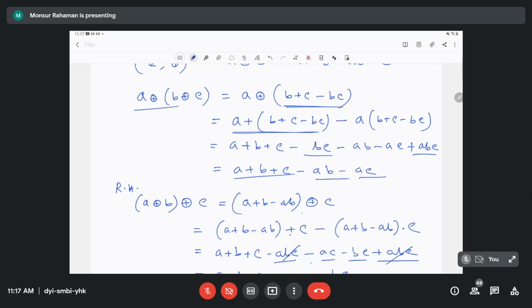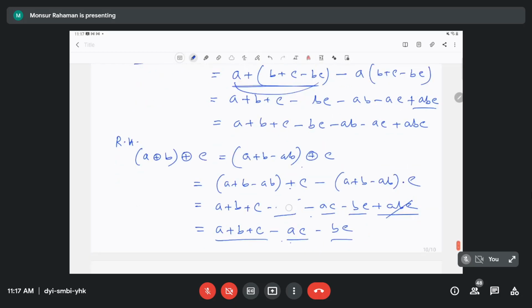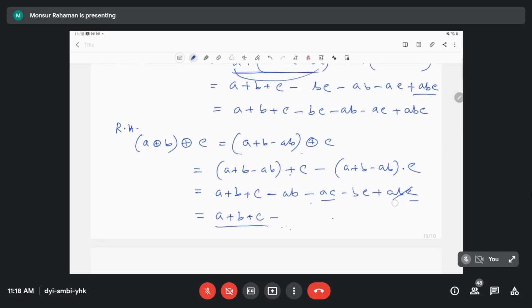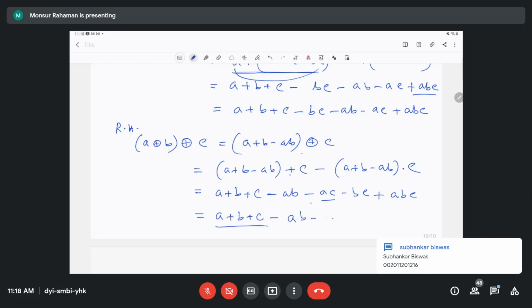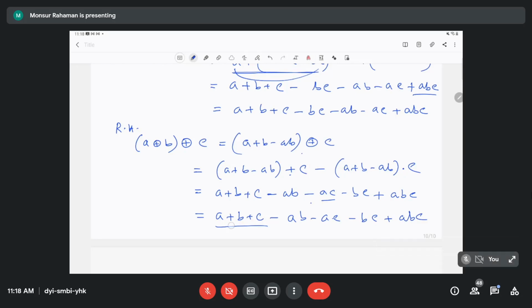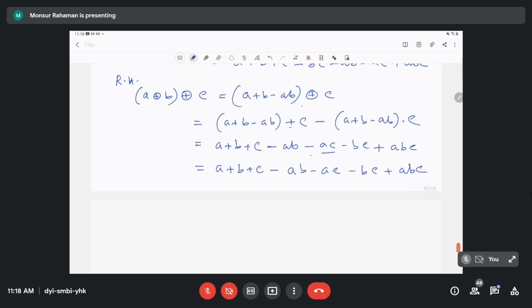It will be only bc minus bc. I was multiplying with this one, so it will be a plus b plus c minus bc minus ab minus ac plus abc. And here also it will be minus ab. So what will happen here? It will not be cancelled out. Plus abc. So this is ab minus ac minus bc plus abc. Okay, so this is equal. So it is satisfying the associative property.